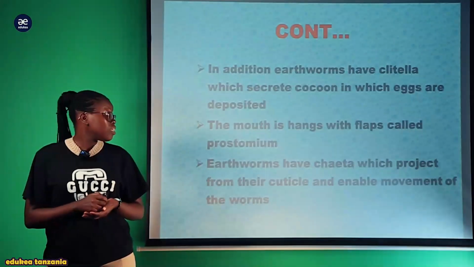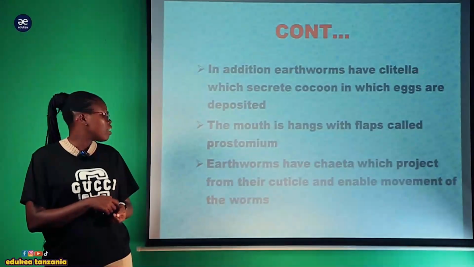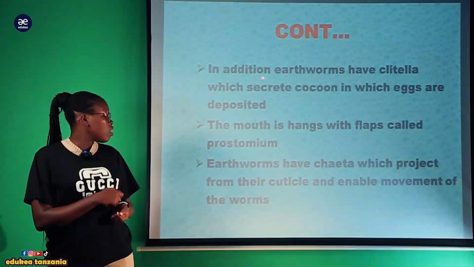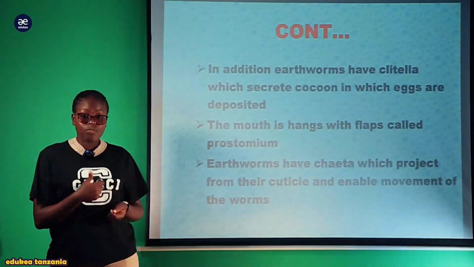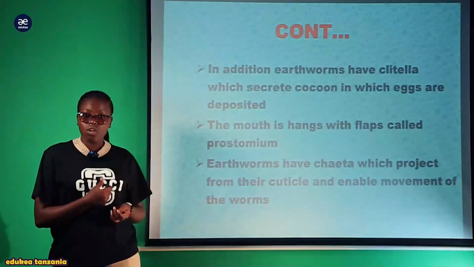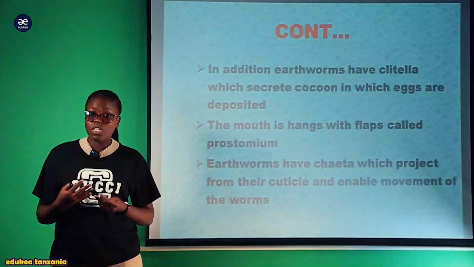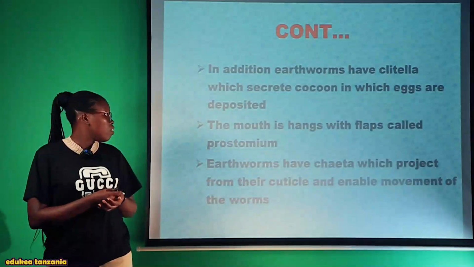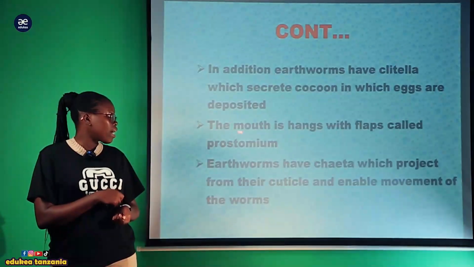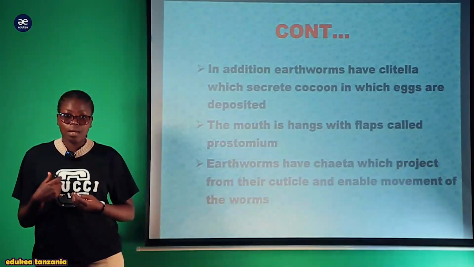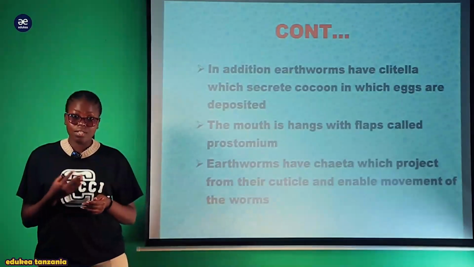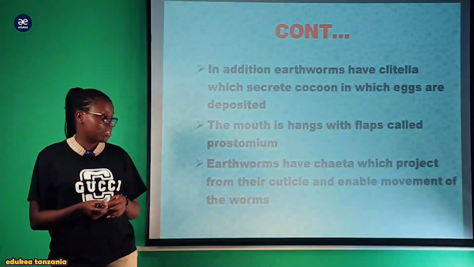In addition, earthworms have clitella, which secrete the cocoon in which eggs are deposited. So the female earthworms have clitella, which secrete this cocoon. The cocoon is where you get the deposition of the female gametes. The mouth is hung with the flap called the prostomium. If you look at the mouth of the earthworm you will find the prostomium, in which we say there is a high concentration of the sense organs and chemoreceptors.